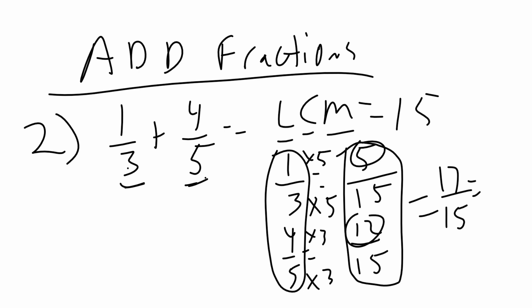Now, normally you want to simplify this. If the top number is bigger than the bottom, it's called an improper fraction. So the way I simplify it is I say 15 goes into 17 one time, and there's 2 left over, and 15 stays on the bottom. And that's how you simplify.